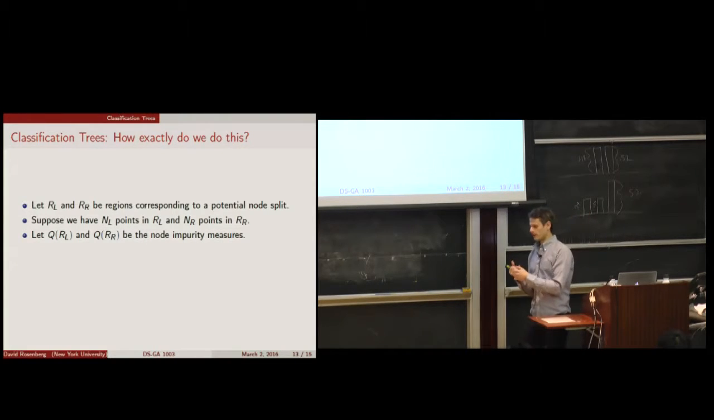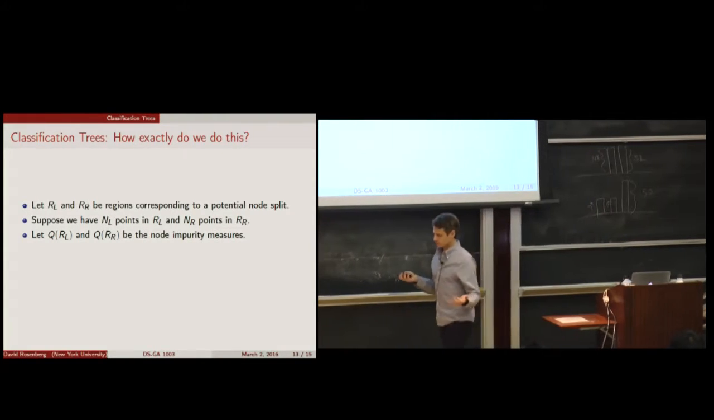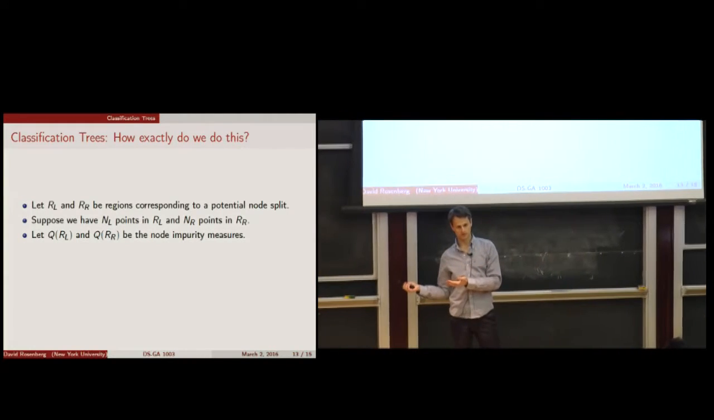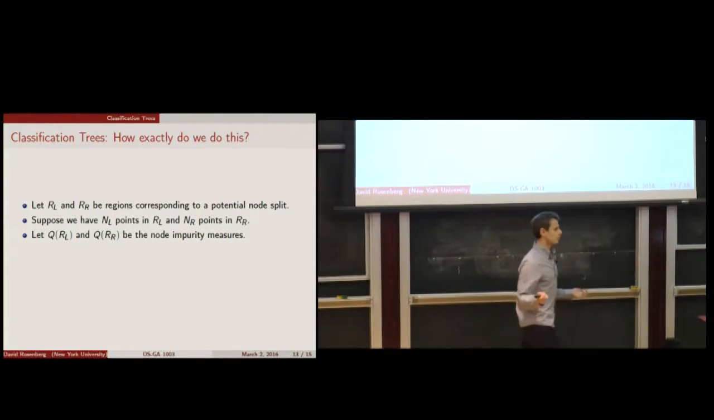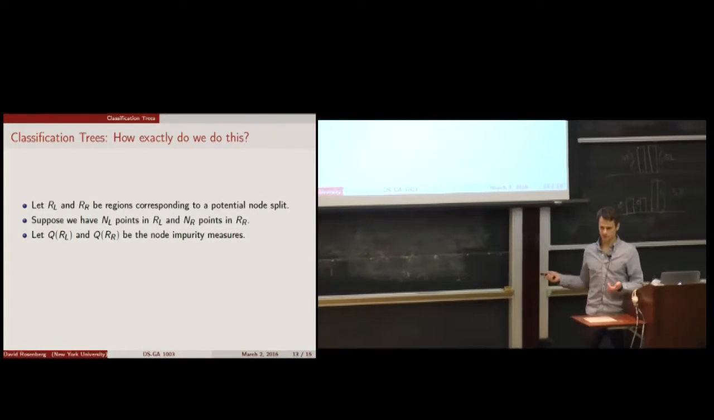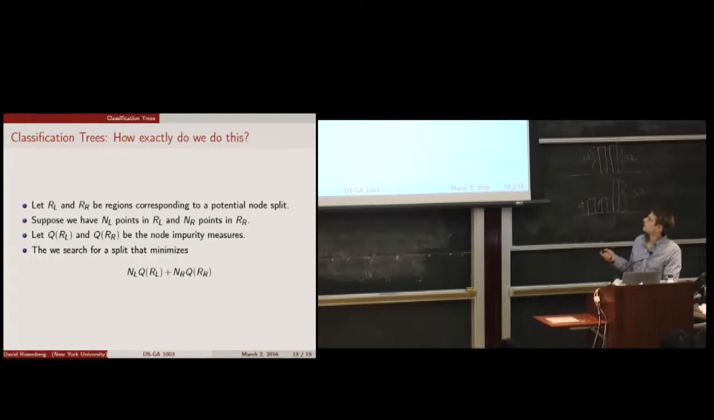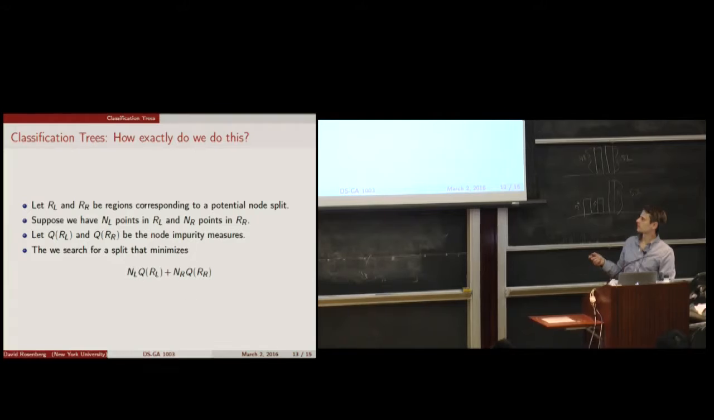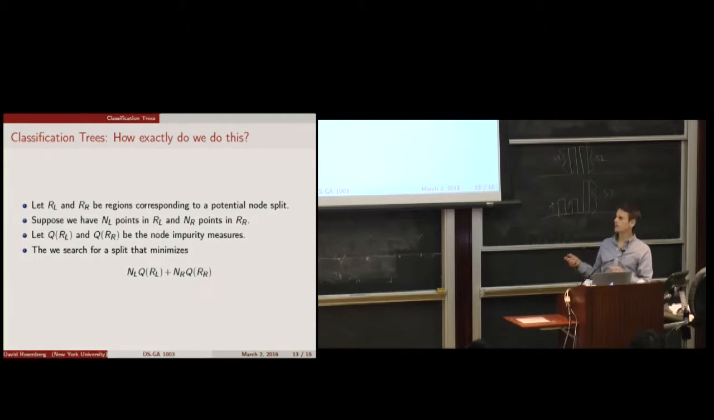Yeah, you could just add them. The issue, potentially, is that what if one side of the split has far more points than the other one? Yeah, so what we do is we take a weighted average, weighted by the number of points in each, exactly. So here's the weighted average: the number of points on the left side times the impurity measure of the left, plus the number of points on the right times the impurity measure of the right.